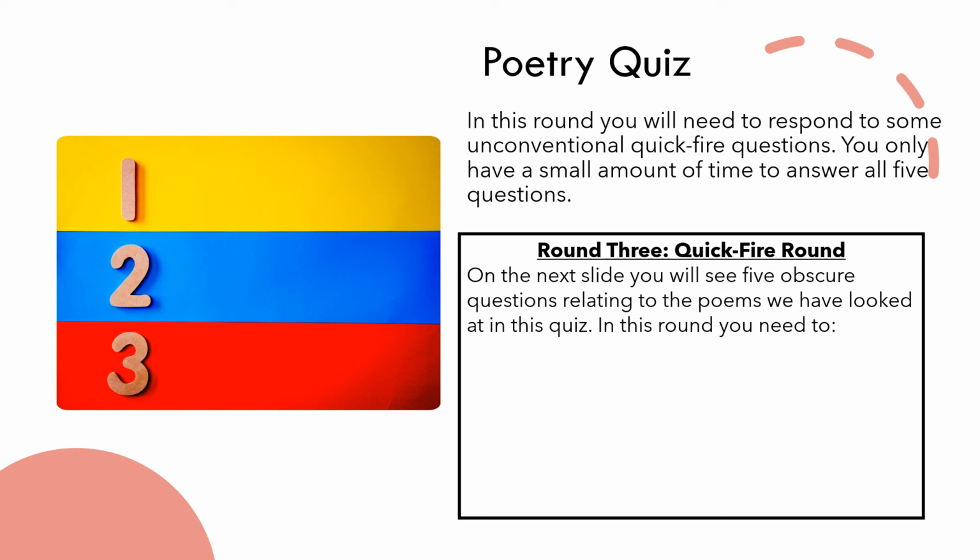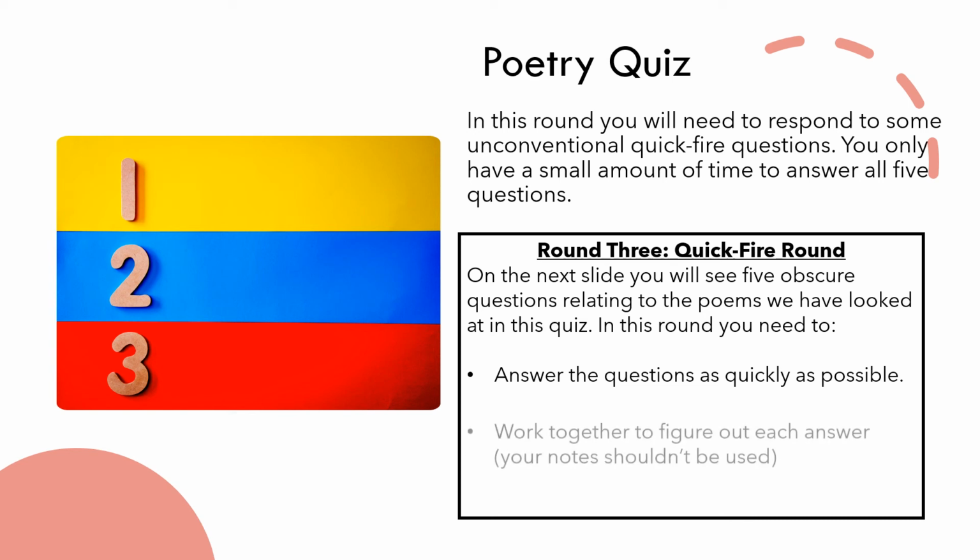You'll only have a small amount of time to answer all 5 of the questions. So have a think about the rules for this one and try to work together if you can to get the best result. On the next slide, you'll see 5 obscure questions relating to the poems we have looked at in this quiz. In this round, you will need to answer the questions as quickly as possible. Again, it's a good idea to time yourself because we want to really think about how quickly these things come to your head and how quickly you're able to actually apply these things to real life questions.